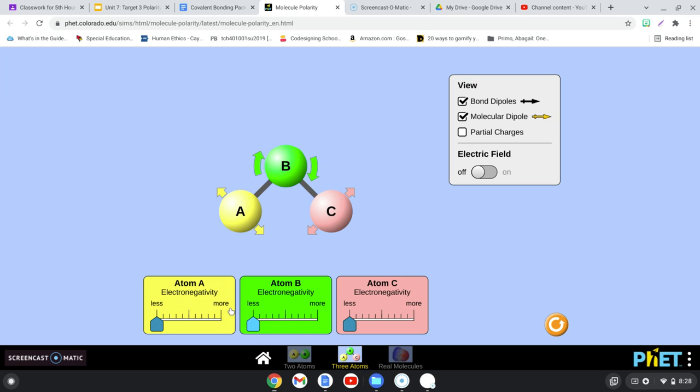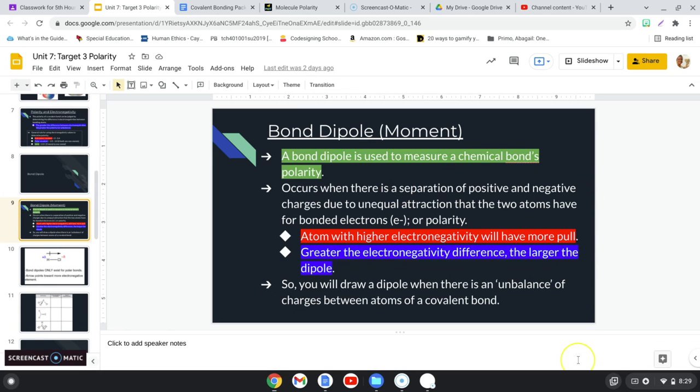If I were to do this, okay? If I make them all equal, notice that the arrows disappear. So I could literally put all of them in the middle and there would be less of a dipole, okay? If I make A and B more electronegative, notice how all of the electrons are going this way, okay? So this occurs in atoms that have a higher electronegativity, so they're going to have more pull. The greater the electronegativity difference, the larger the dipole, which is what I just showed you, okay?